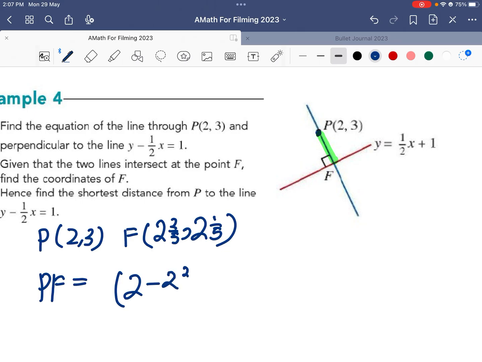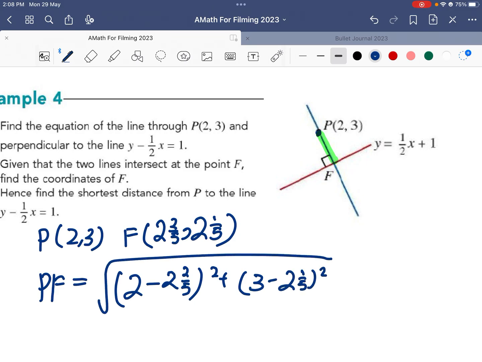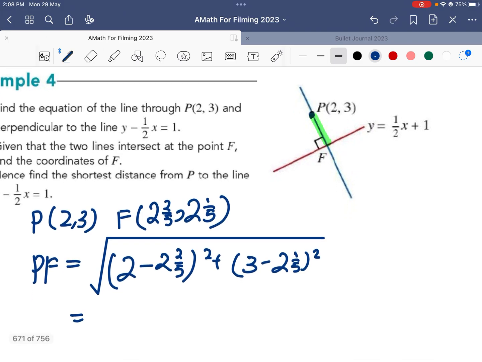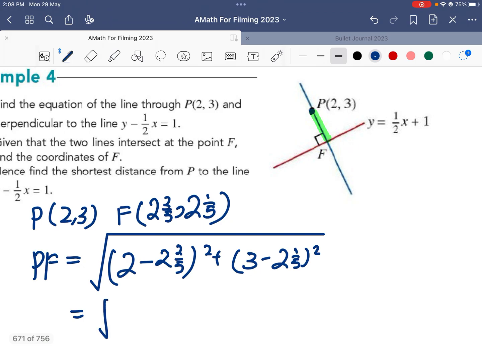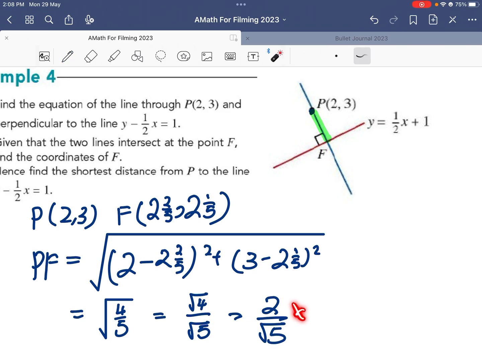What I can do is apply the distance formula: x2 minus x1 squared plus y2 minus y1 squared, and I square root all of this. Let me try again. I square root all of it. What I'll get for my PF value is square root of 4/5. So it gives me square root 4 over square root 5, which is 2 over square root 5.